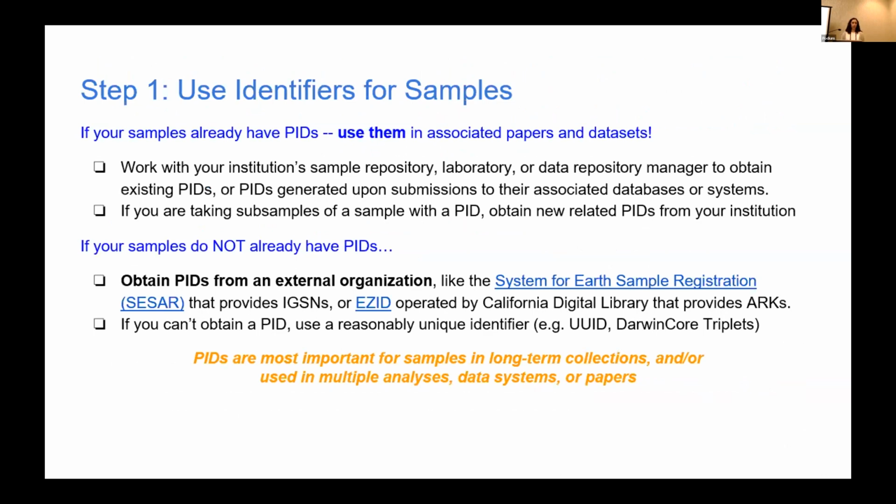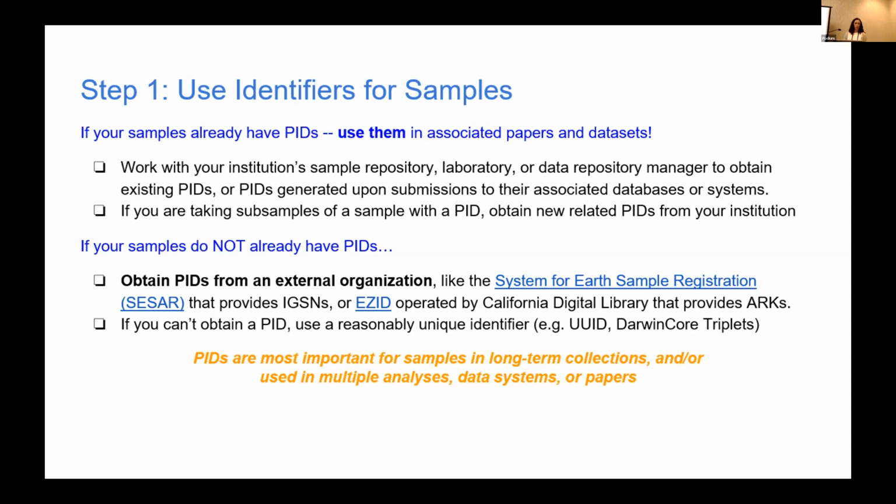So step one, we're recommending that you use identifiers for samples. If your samples already have persistent identifiers, use them in associated papers and data sets. We do know that a lot of samples that actually do have PIDs are not actually being cited in data sets and papers, and so we want to make this clear. If your samples already have PIDs, find out about that and use them in associated papers and data sets.